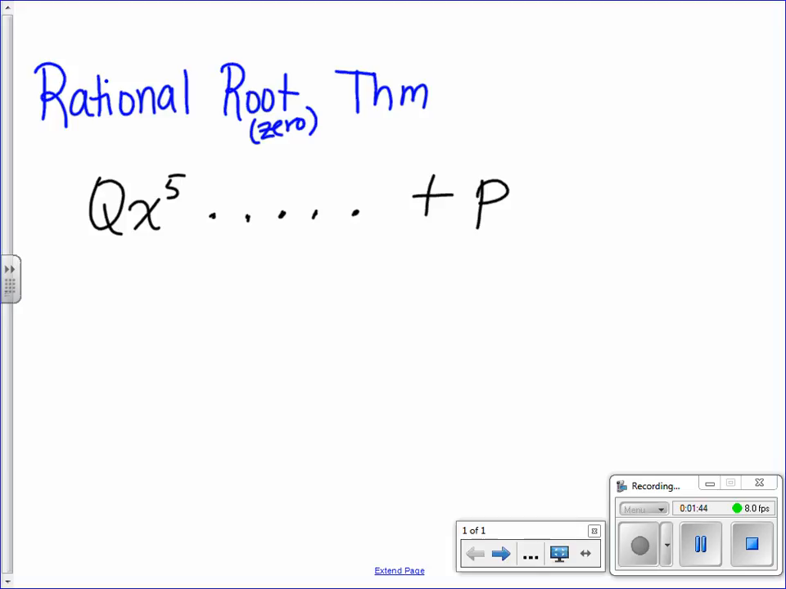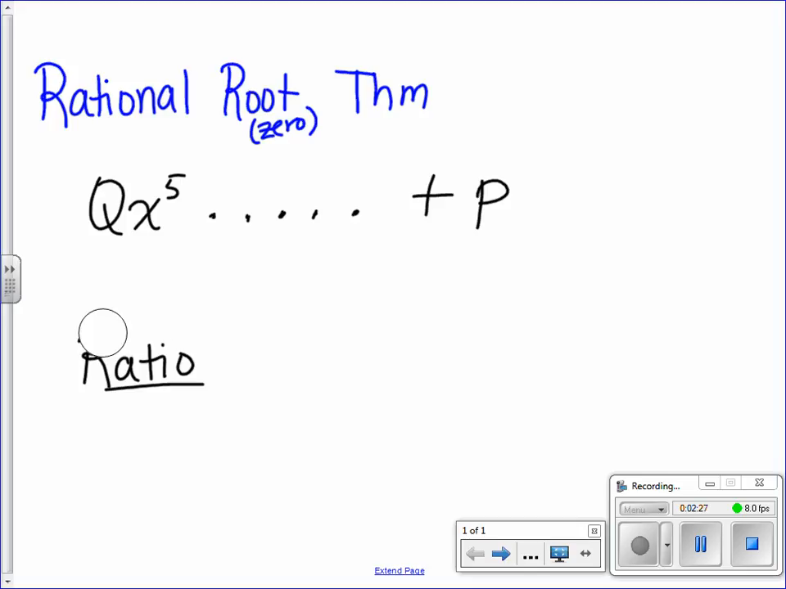If a rational root exists, now do you know what I mean when I say rational? What's a rational number? We're going way back to Algebra 1. 1 is a rational number. What else is a rational number? 5. Is 3/5 a rational number? Yeah. Anything that can be a fraction. If it can be a ratio, it's a rational number. Like 5 over 1. That's 5, and it's a fraction, so it's a rational number.